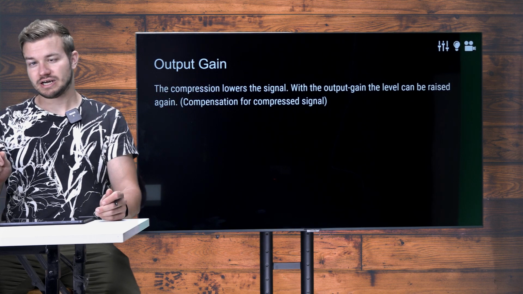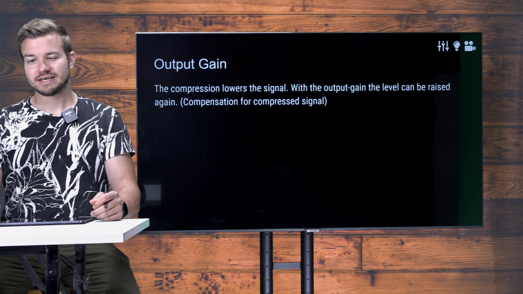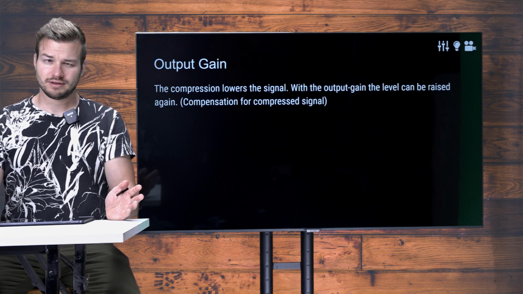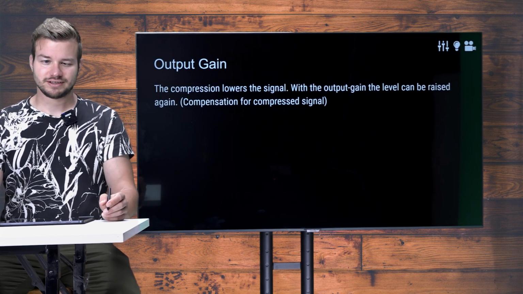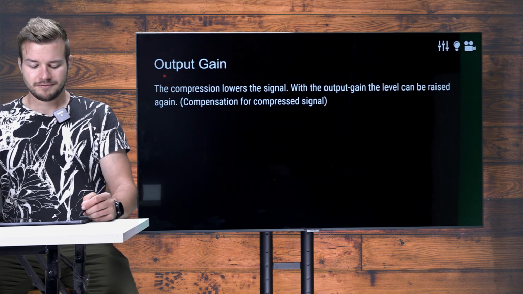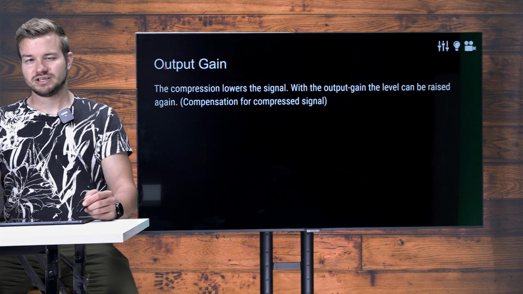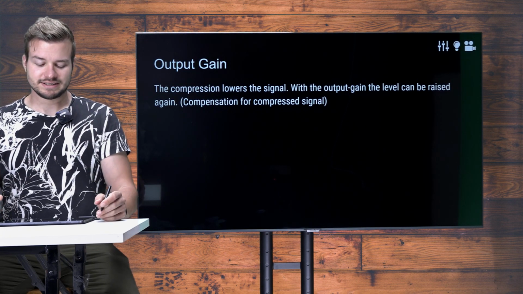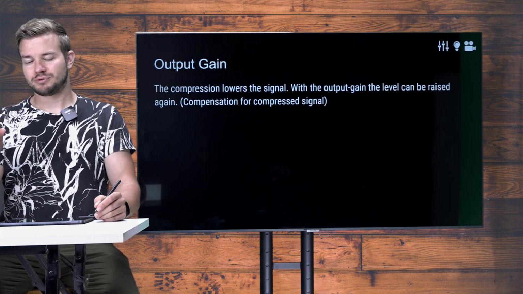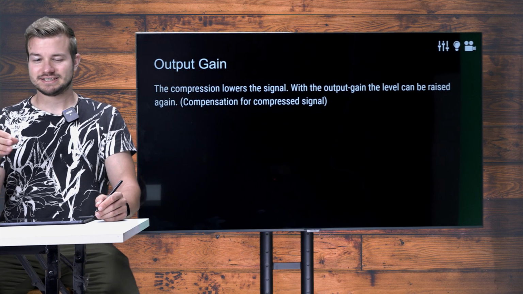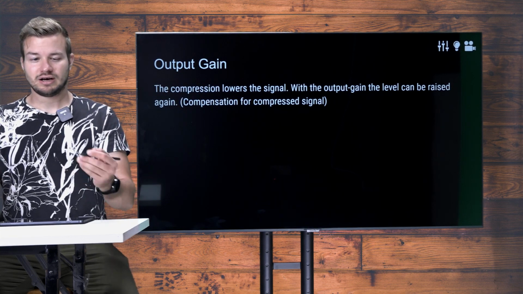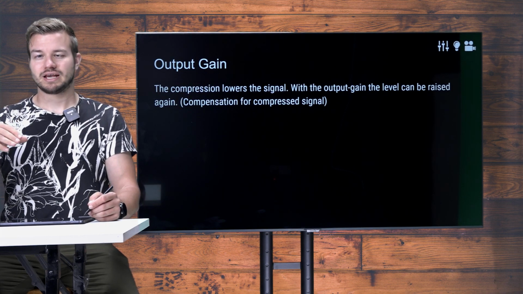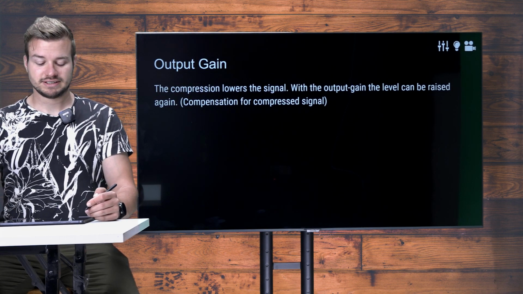You should always turn up the compressed signal again, such that the quiet parts become a little louder. Of course, you could in theory also do this with the channel fader, but the goal is actually to do it with the output gain, to always keep the gain structure nice. So if you compress your signal by, let's say, 6 dB max, you could set your output gain or makeup gain to 6 dB plus.